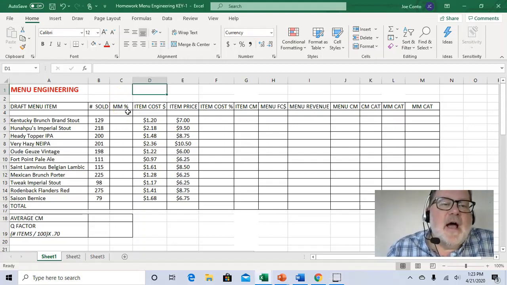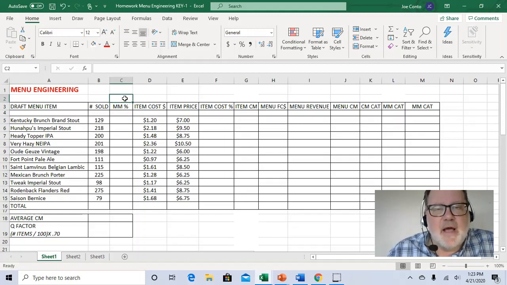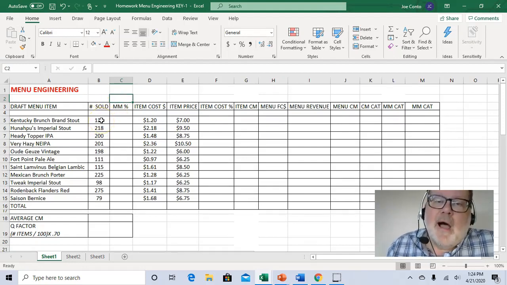You see here, percentage, that actually stands for menu mix percentage. A menu mix, you might have heard it in marketing or another business class, basically just represents the percentage of popularity of any given item. Let's take a look. You see this number sold. By the way, all you need to do in order to do a menu engineering sheet is have these three pieces of information. So we're looking at past events here.